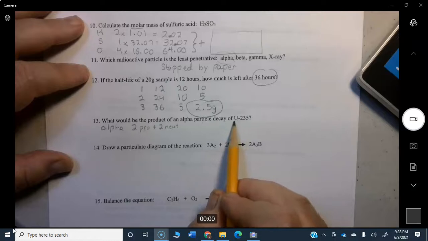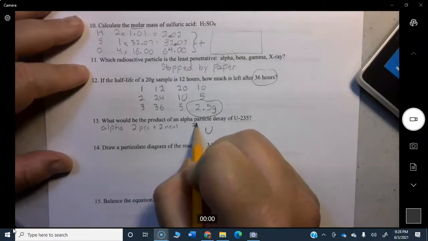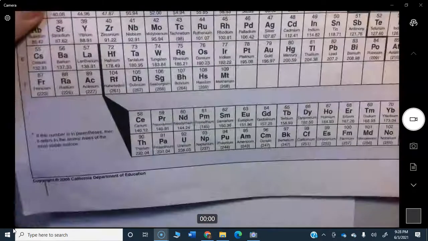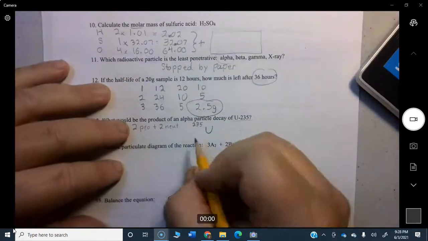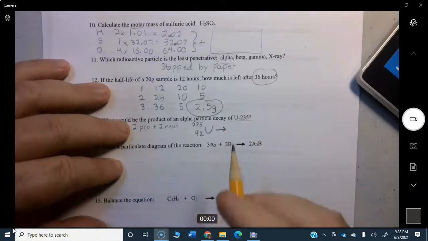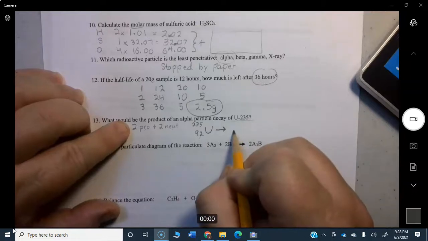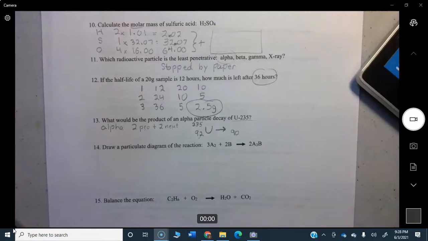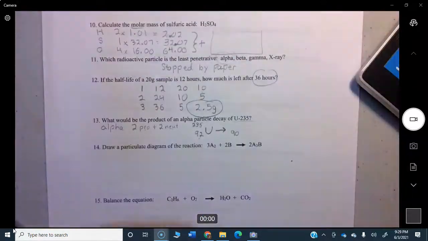So the way you write this is U-235, so you have a U. 235 is the mass number. That's the total number of protons and neutrons. And then you have to come over to the periodic table and see that uranium is 92. That's how many protons. So we put that down here. Okay, so you're going to lose 2 protons. So that means whatever's over here is going to have 90 protons. So you have to go and see what element has 90 protons, because the protons define the element. Right there it's thorium. Okay, so that's Th.